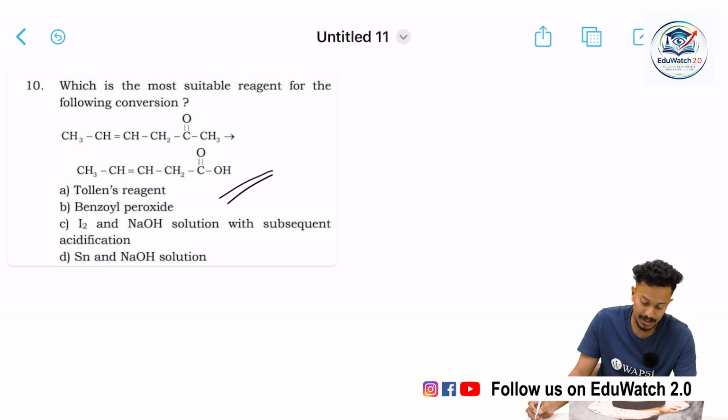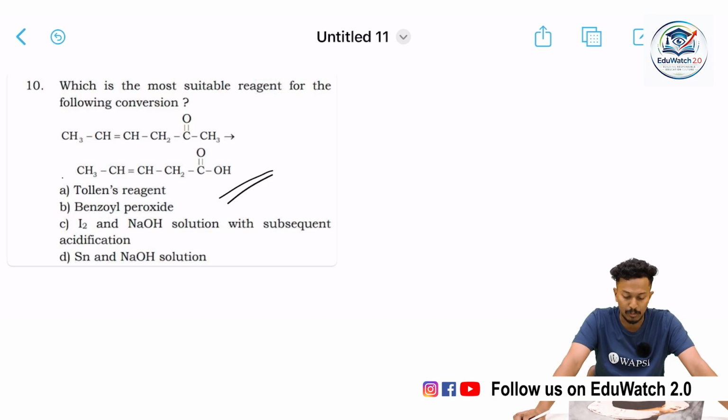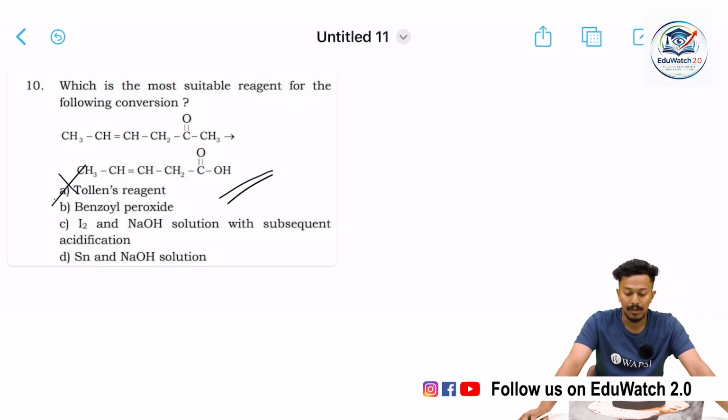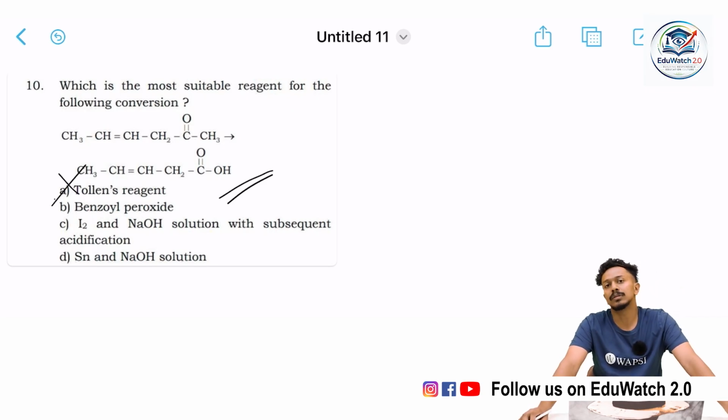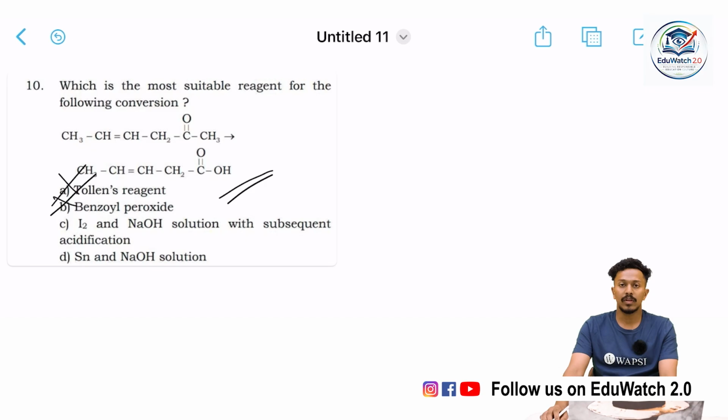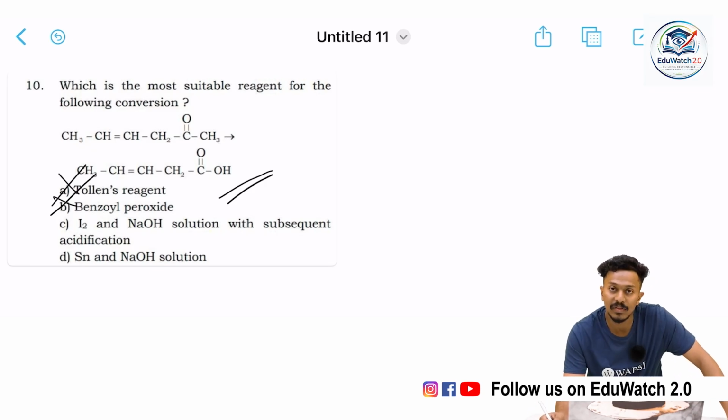So here we must try the four options. Tollens reagent is something we use to distinguish between an aldehyde and a ketone, so Tollens reagent is not the option. And benzoyl peroxide, we do not use such reagents in the conversion of a carbonyl compound to a carboxylic acid, so benzoyl peroxide is not the correct answer. And we do have iodine with an NaOH solution, an alkali solution.